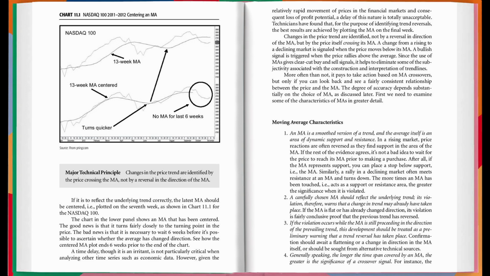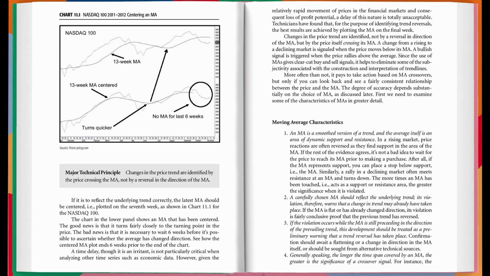Moving average characteristics. 1. An MA is a smoothed version of a trend, and the average itself is an area of dynamic support and resistance. In a rising market, price reactions are often reversed as they find support in the area of the MA. If the rest of the evidence agrees, it's not a bad idea to wait for the price to reach its MA prior to making a purchase. After all, if the MA represents support, you can place a stop below support, i.e., the MA.